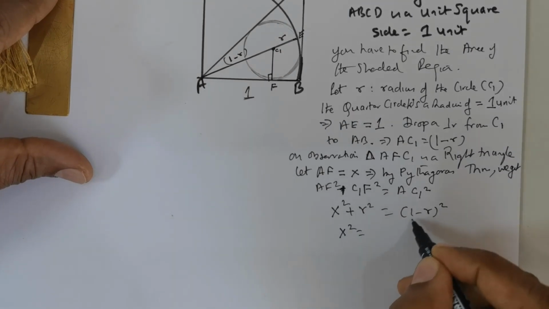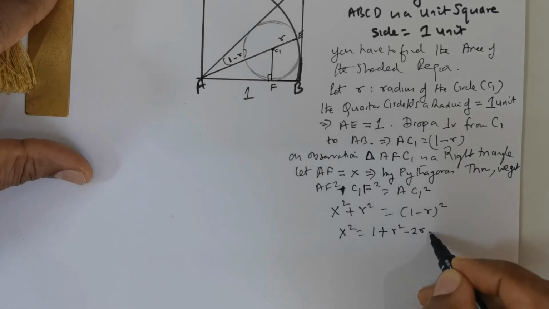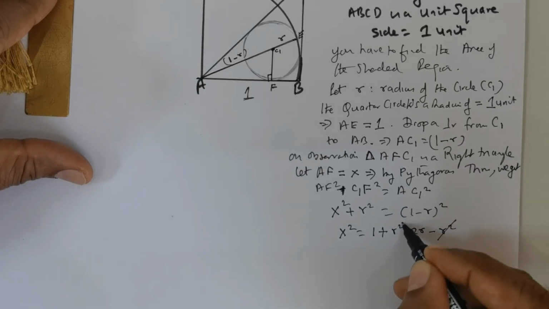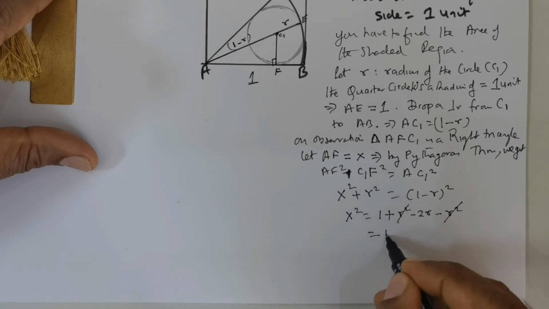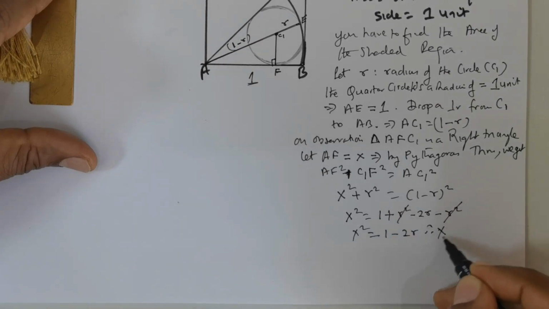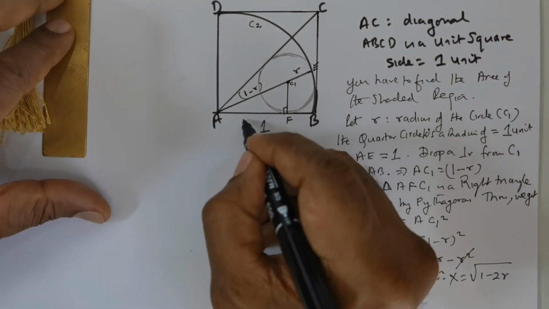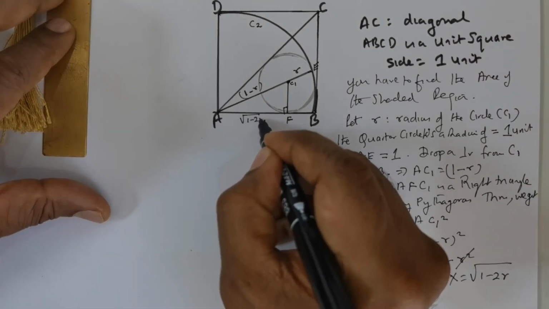So x squared is equal to, I expand this, I get 1 + R squared - 2 times R - R squared. This gets cancelled off. So you get 1 - 2 times R is equal to x squared. So therefore x is equal to root of 1 - 2R. So I've got the value of this, square root of 1 - 2R.